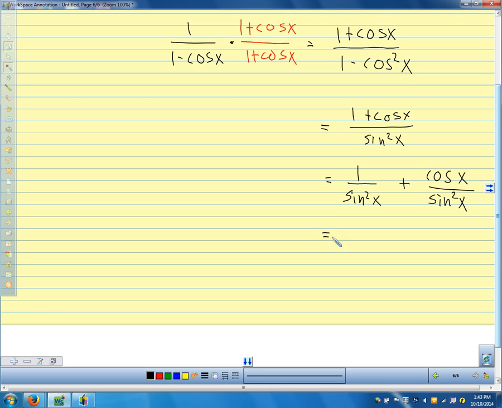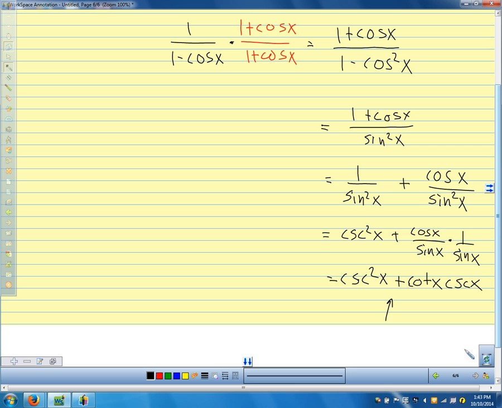1 over sine squared x is, how can I rewrite that? 1 over sine squared x is cosecant squared x. Okay, that's not a fraction anymore. And I'm going to say this is cosine x over sine x times 1 over sine x. I have a sine squared x there. So I have cosecant squared x plus cosine x over sine x, cotangent x, times 1 over sine x, cosecant. So this is my answer. I've rewritten 1 over 1 minus cosine x so it's not a fraction. So 1 over 1 minus cosine x equals cosecant squared x plus cotangent x times cosecant x.